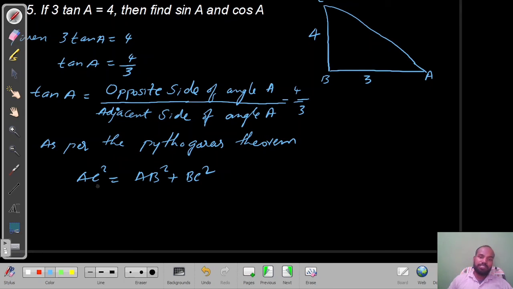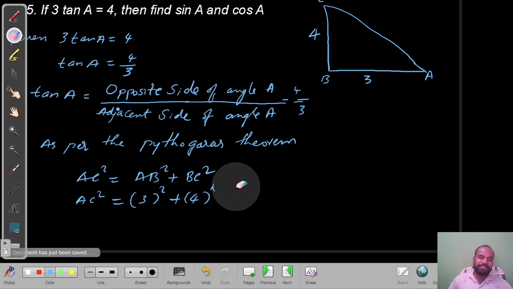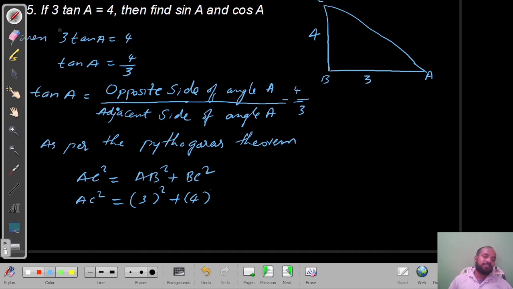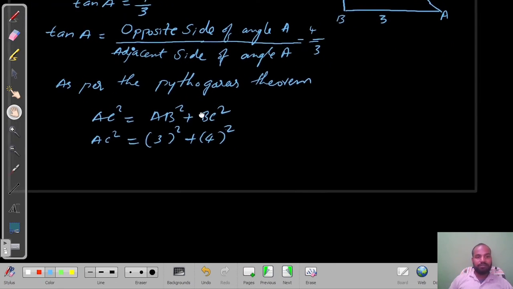Now, what is AC here? AC value is unknown, keep it as it is. AC square equals AB square plus BC square, that is 3 square plus 4 square, right? Now we should find out this.